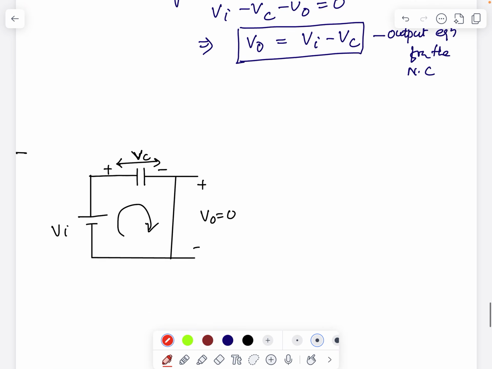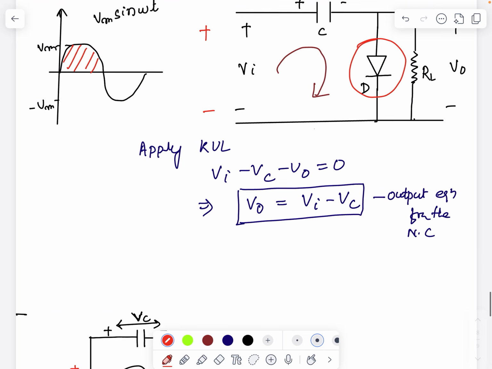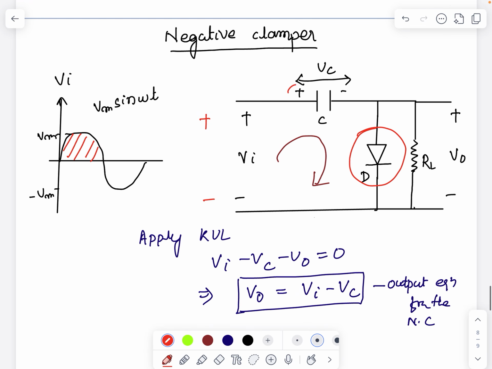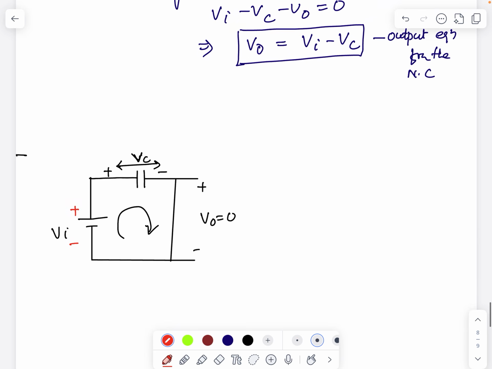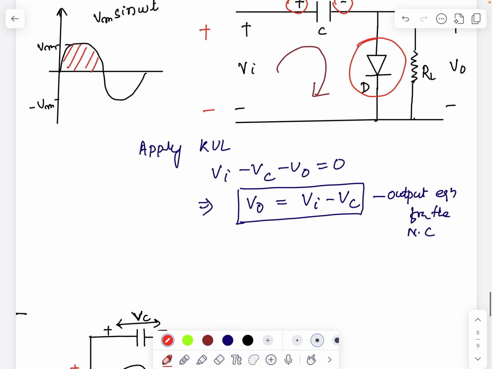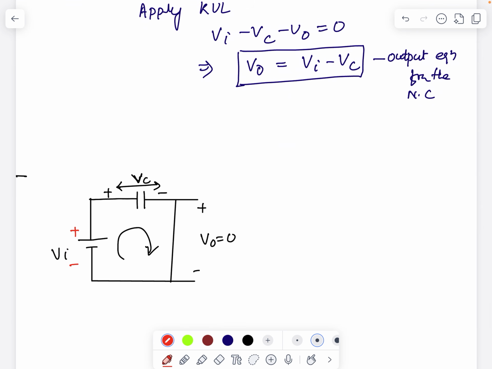After redrawing, I am getting it like this. The voltage VI is connected with the plus sign upwards and the minus sign downwards, and the voltage across the capacitor is as given here, left hand side positive, right hand side negative. As this diode is forward biased and acts as a short circuit, all the current flows through it, and the resistance is equal to 0. So the voltage drop V0 equal to 0.